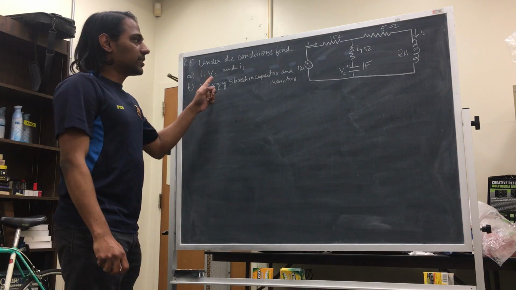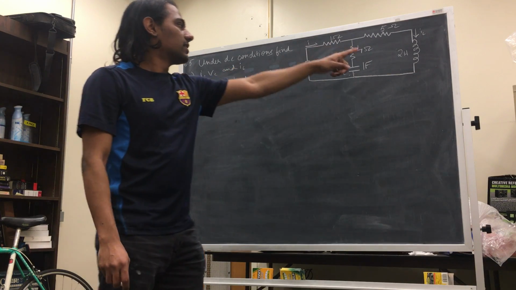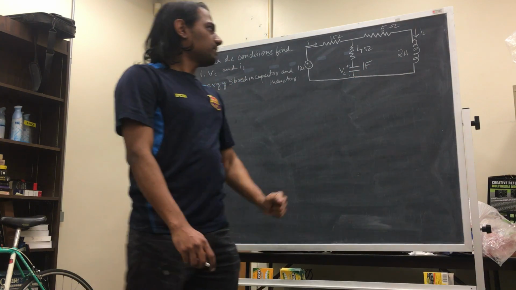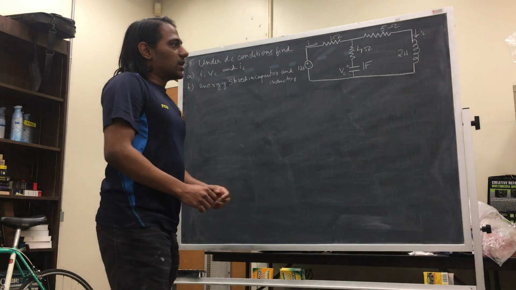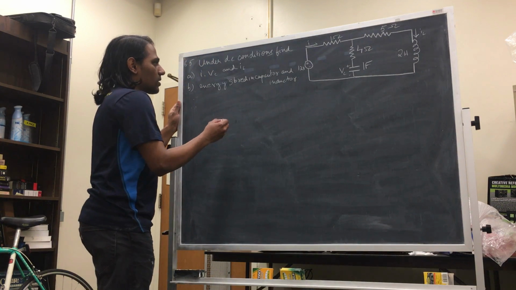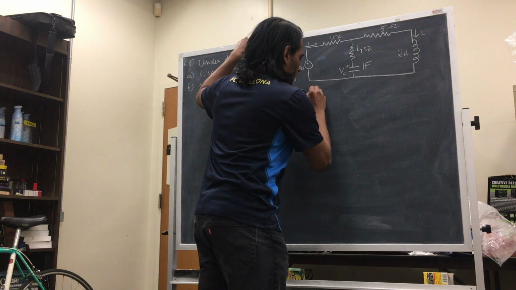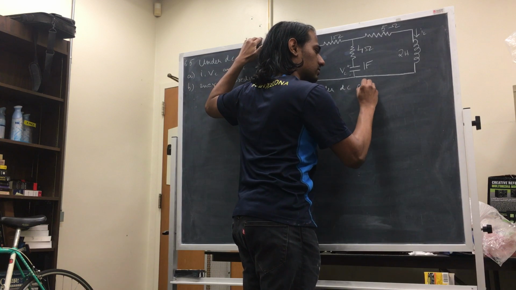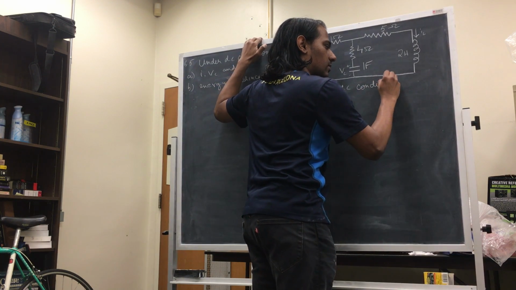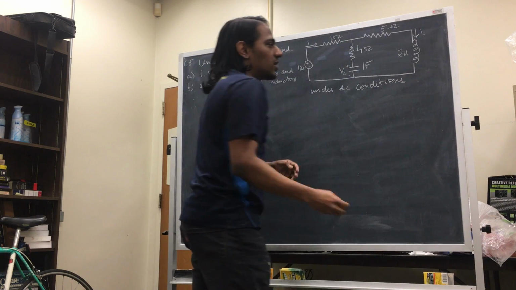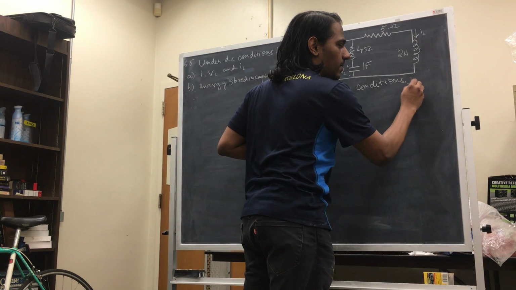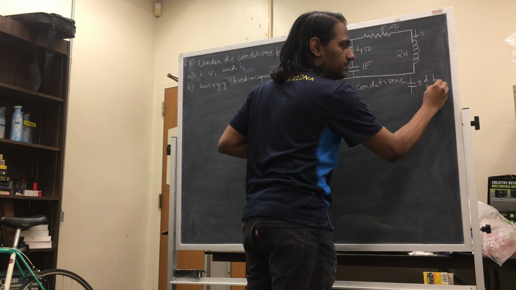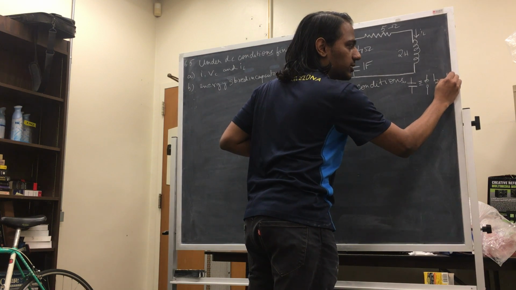For this question, under DC conditions, you have to find out I, IL, and VC, and the energy stored in the capacitor and the inductor. So under DC conditions, a capacitor would become an open circuit, and an inductor would become a short circuit.